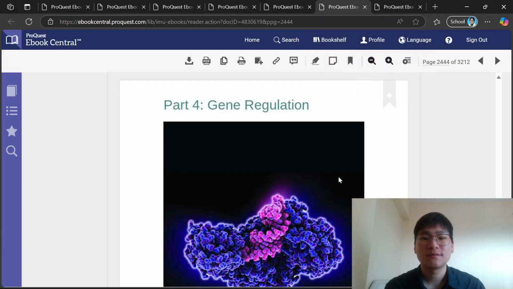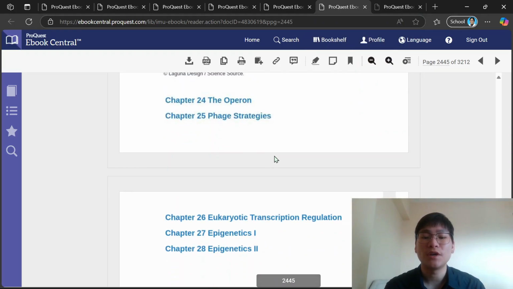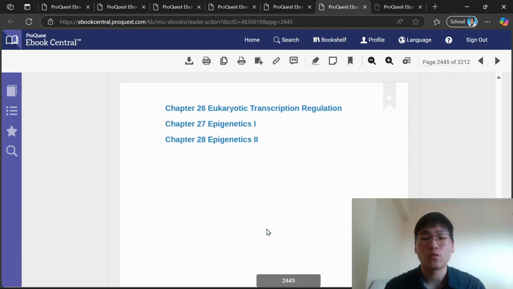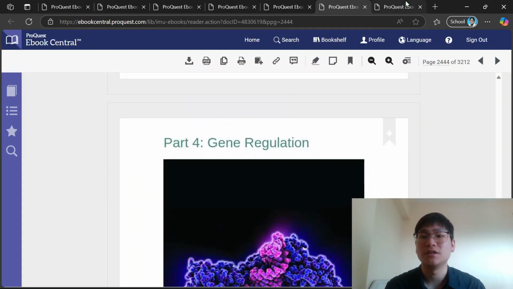So let's move on to the last part here, which is on gene regulation. Gene regulation is basically discussing all things on the operon system, phage strategies, eukaryotic transcription regulation, epigenetics 1 and 2. So let's look at one of the chapters here under gene regulation.